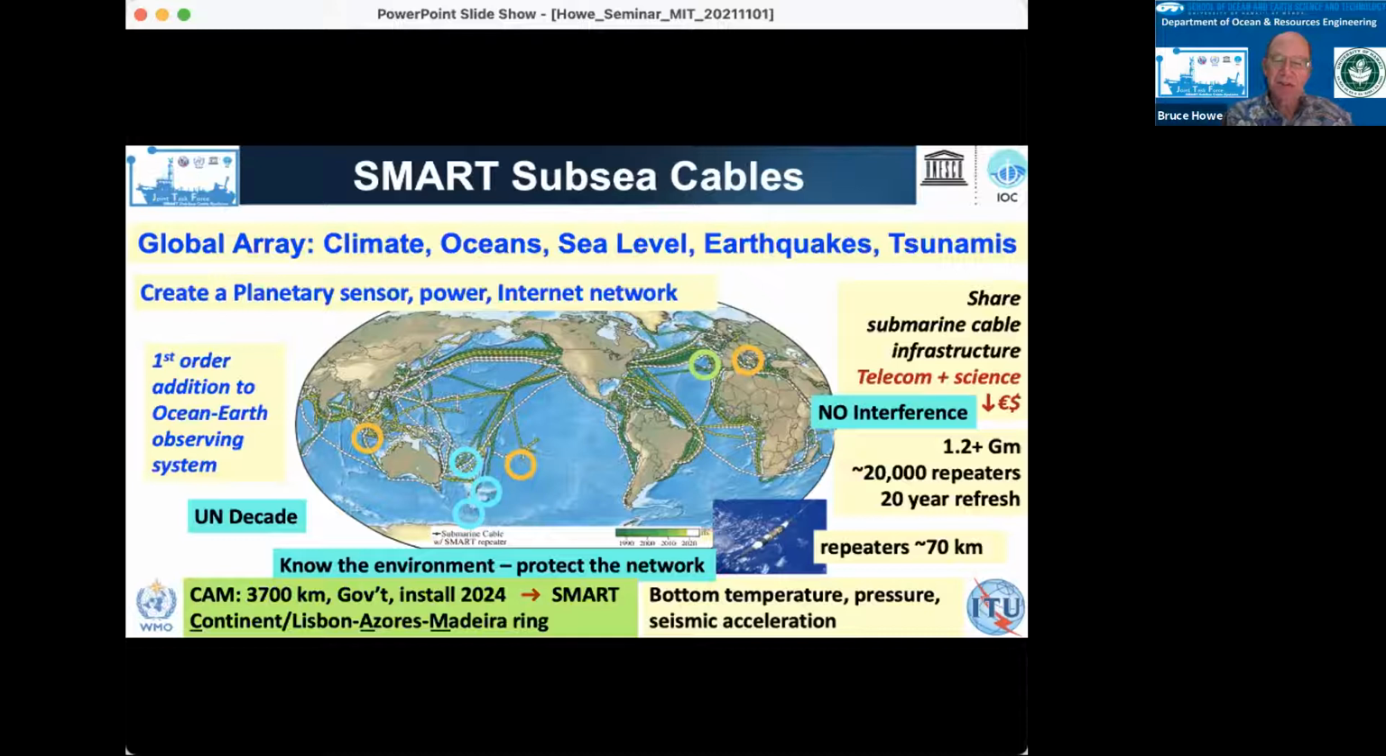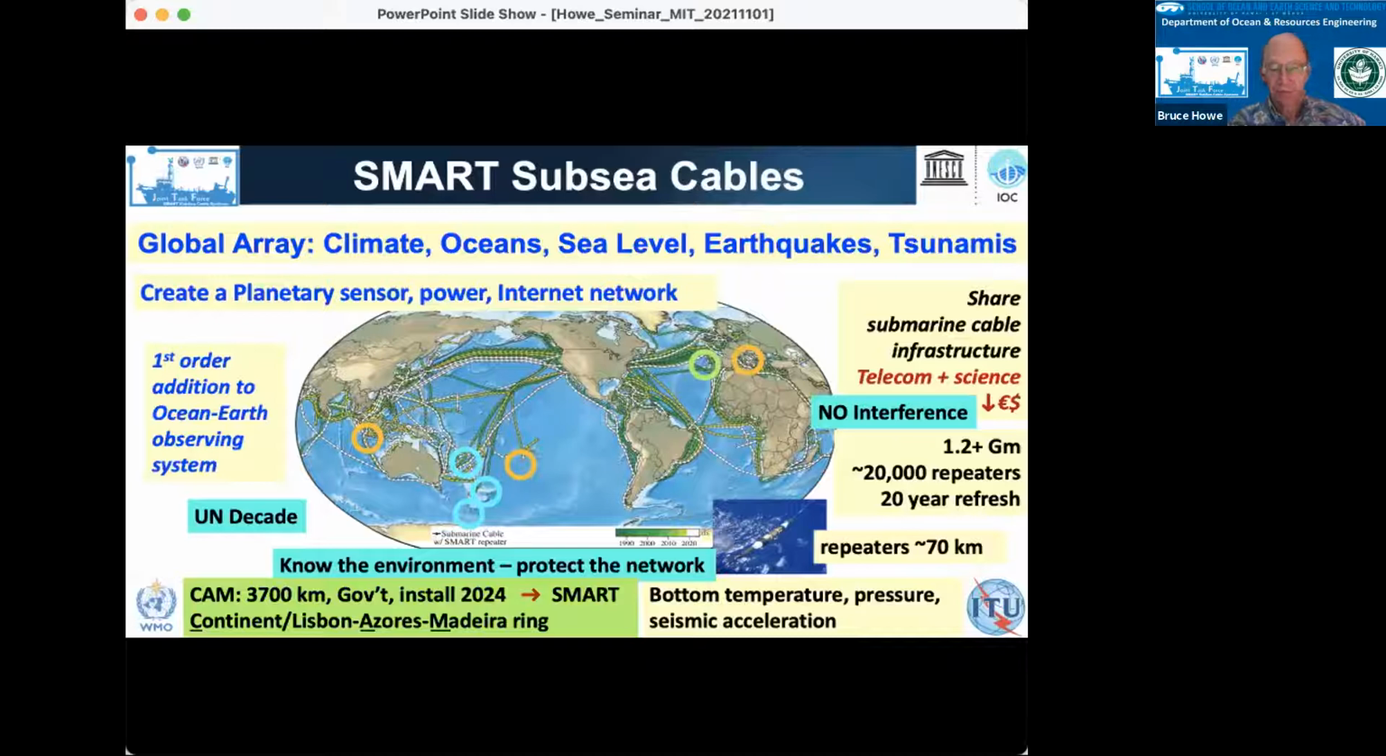And the sensors we're talking about installing initially are bottom temperature, pressure, and seismic acceleration. The very simplest ones: small, compact, robust, well proven. And these will not only provide the science and early warning data, but they'll provide data to help the cable systems themselves. If the cable systems themselves know their environment, they can be better protected, and thereby benefit their mission of providing connectivity.